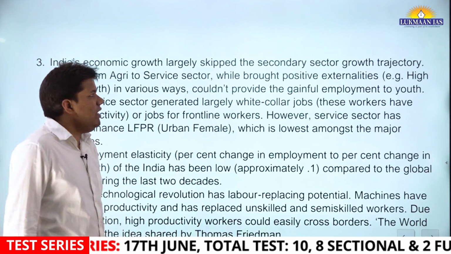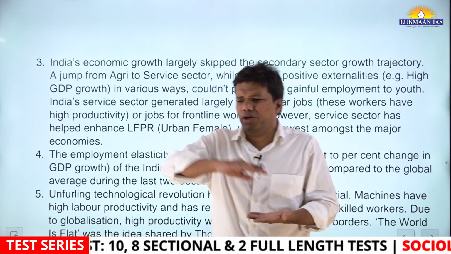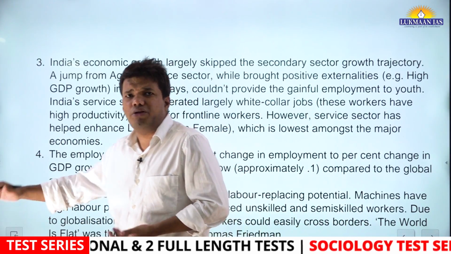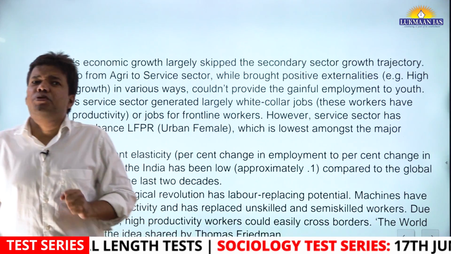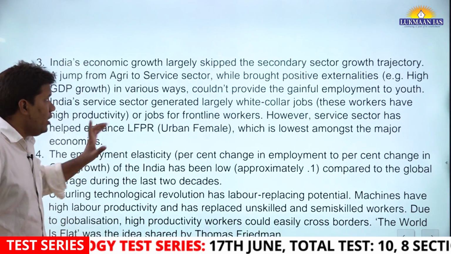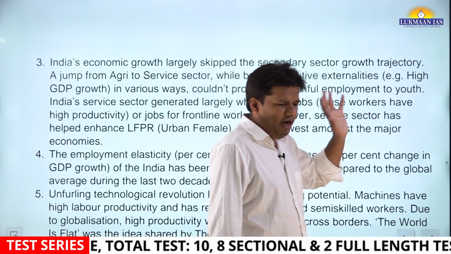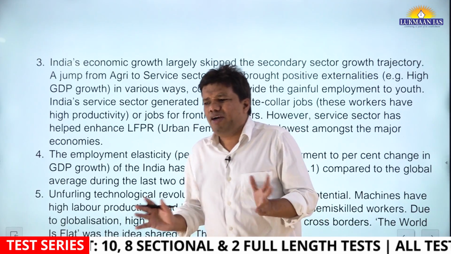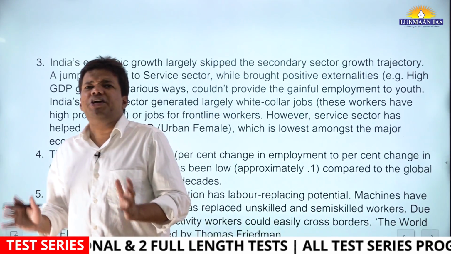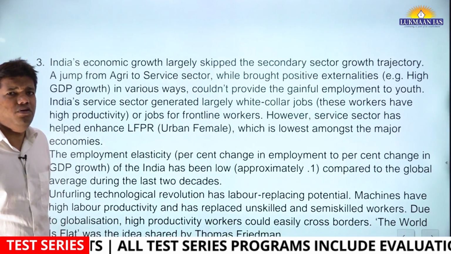But due to all, see what happened, India moved on, took a jump from primary to tertiary sector, but the jobs did not create. The jobs were not created. The gainful employment thing did not happen, except one thing, that some IT-BPO sector white collar jobs were created, and they were for the elite class, and some frontline workers. Okay, they got some jobs.